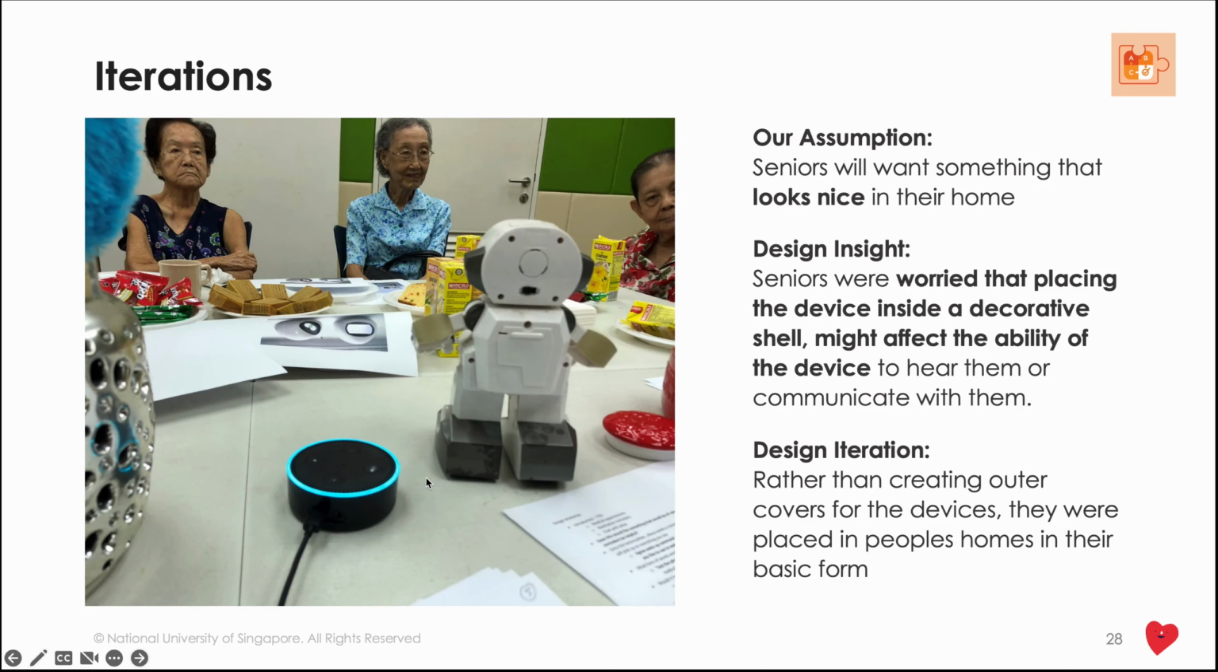And initially we thought that, oh, the seniors will probably want something to look nice and not like a round black thing that's sitting on their table. So it would be like a soft toy or some kind of vase or something like that. But once the seniors understood that this Alexa will help me to call for help when I need help, they didn't want anything to be covering Alexa and stopping Alexa from doing the work it's supposed to do. Again, another perspective that we learned engaging the seniors.